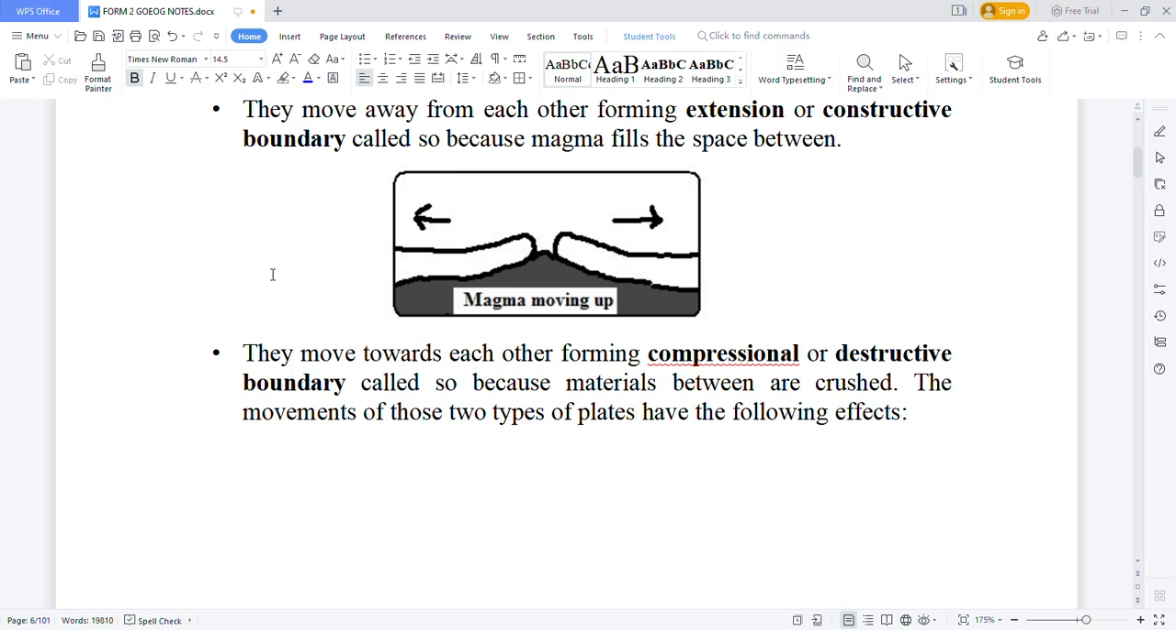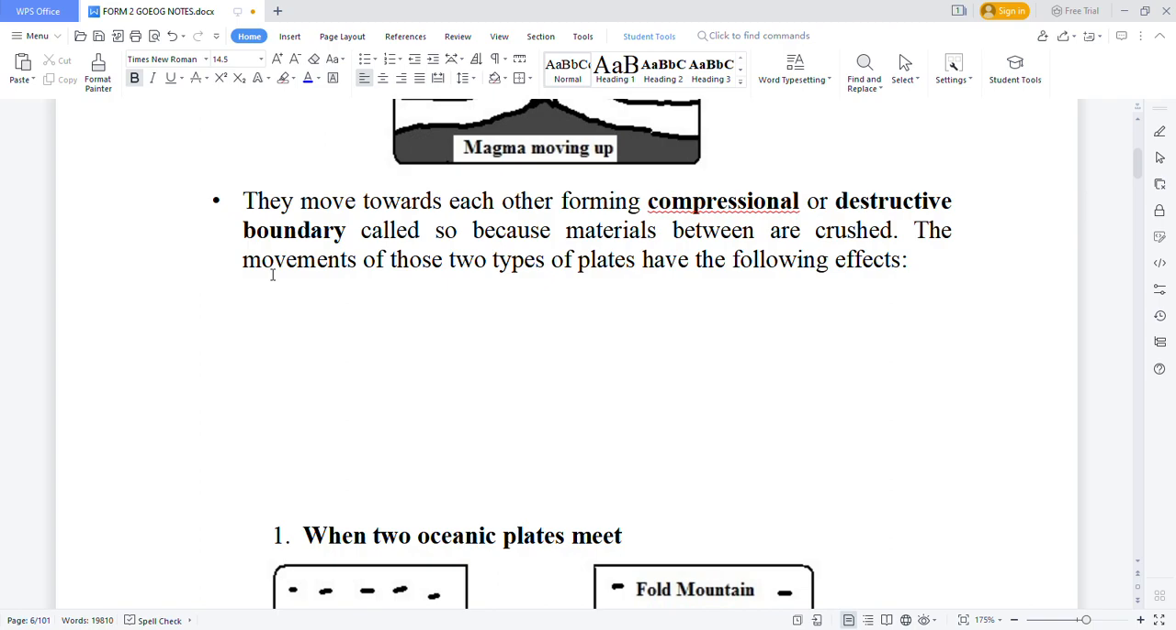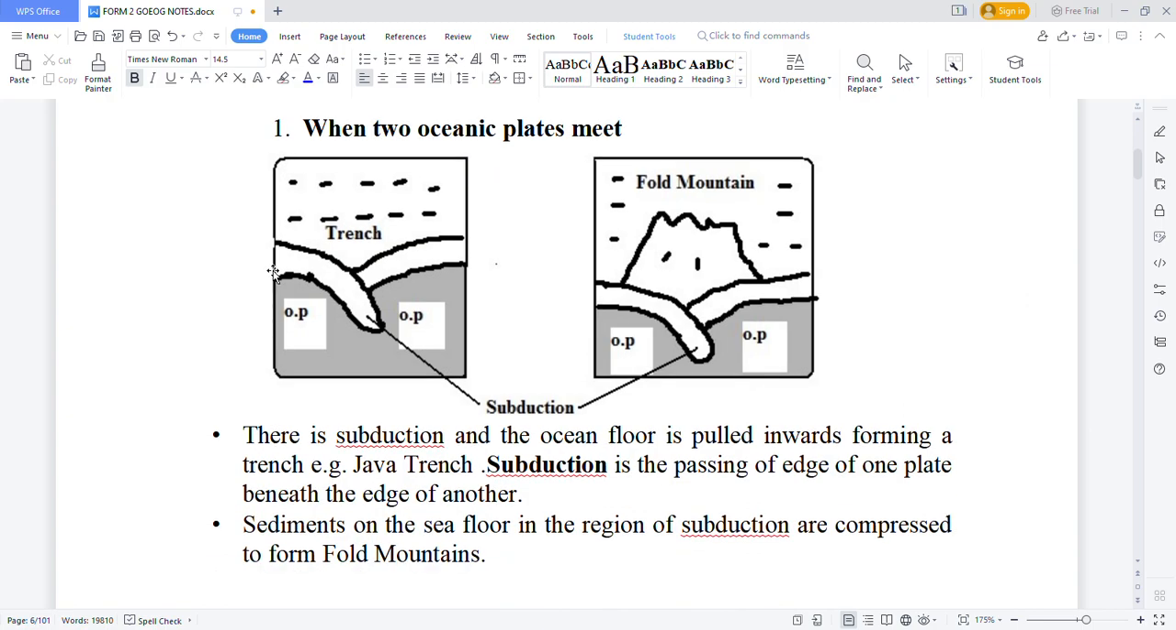The movement of those 2 types of plates has the following effects. What are the effects of movement of plates? Number 1, when 2 oceanic plates meet, there is subduction and the ocean floor is pulled inwards, forming a trench, e.g. the Java Trench.